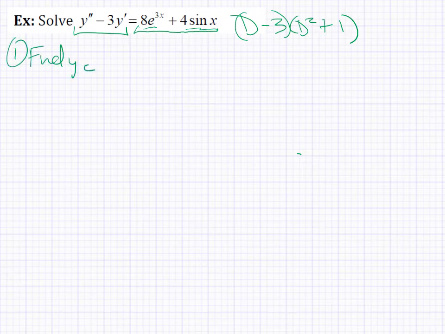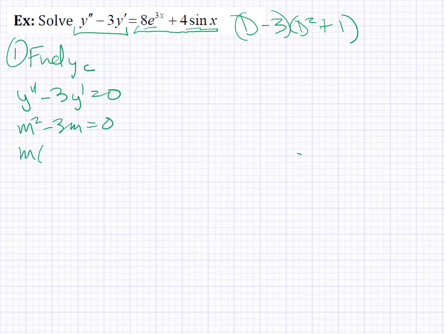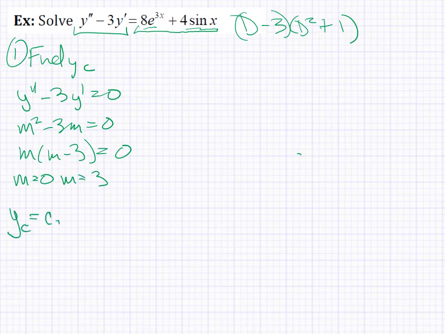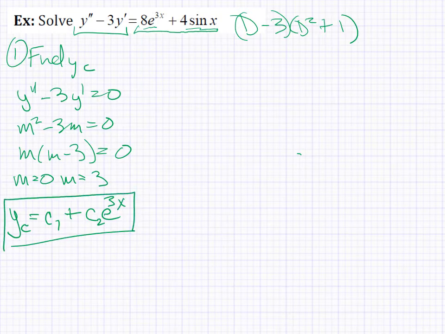All right, so that's easy. So we get y double prime minus 3y prime equals 0. Solve the associated homogeneous. Since it's linear with constant coefficients, we do our auxiliary equation, which is m squared minus 3m equals 0. Factor out an m, you get m times m minus 3 equals 0. So m equals 0 and m equals 3. Giving me that y sub c equals c sub 1 e to the 0x, so that'll just be 1, plus c sub 2 e to the 3x. So there's your y sub c.